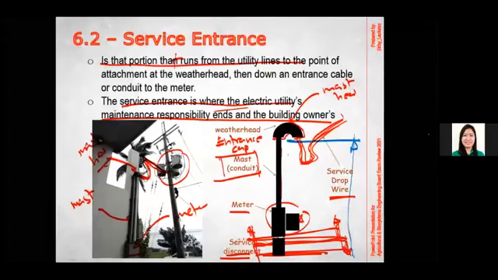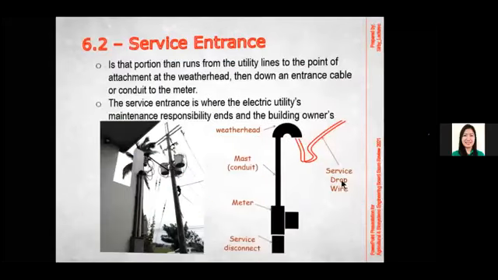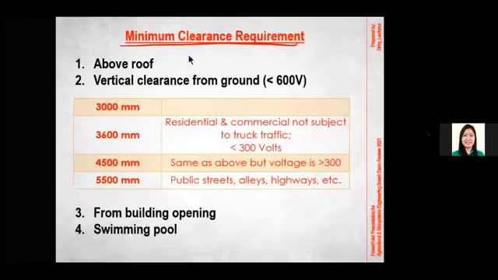Okay, so what's the minimum requirement? You would notice that sometimes this is installed above the roof, or sometimes outside or along this concrete post. So what's going to be the clearance? So we have here a minimum clearance requirement, so it can be above the roof, and there are some values here, probably 2 to 3 feet.